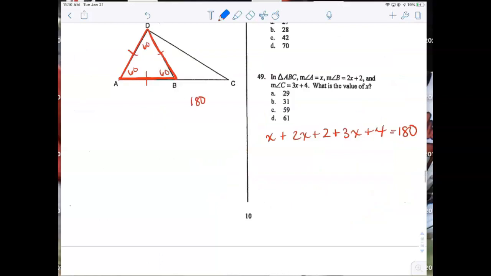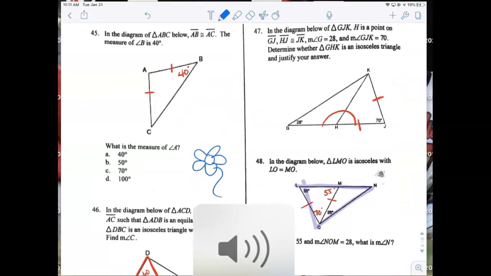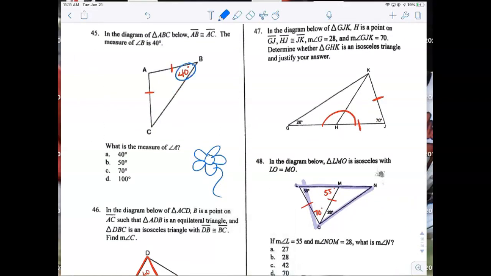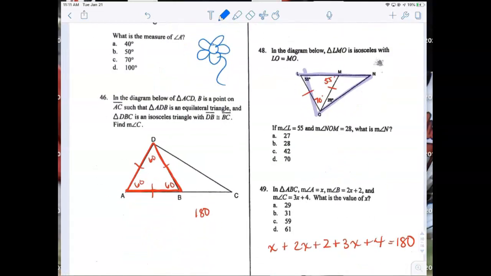We're back with page 10. On number 45, we have a 40-degree angle here. Since these two sides are congruent, we know base angles are congruent. We can add 40 and 40 to get 80, and then we do 180 minus 80, and that gives us this top angle. The vertex angle is 100 degrees, choice D.